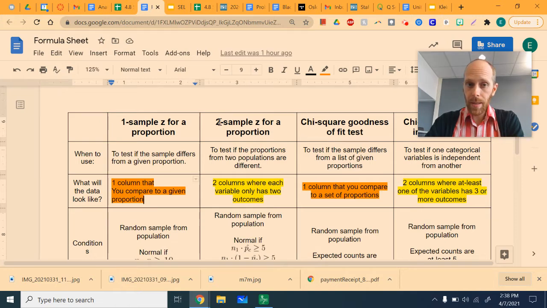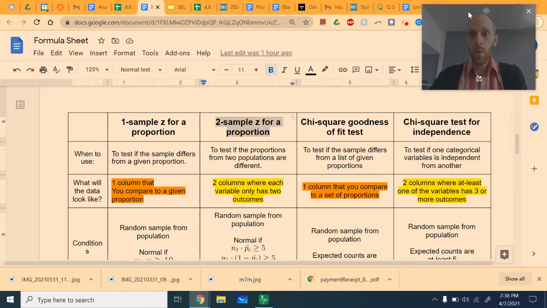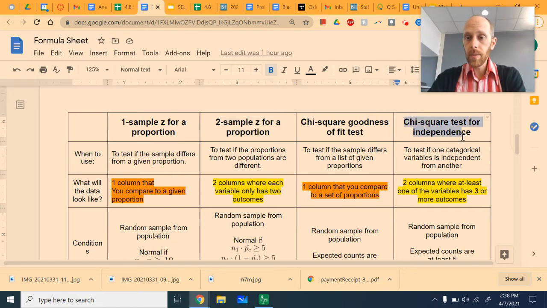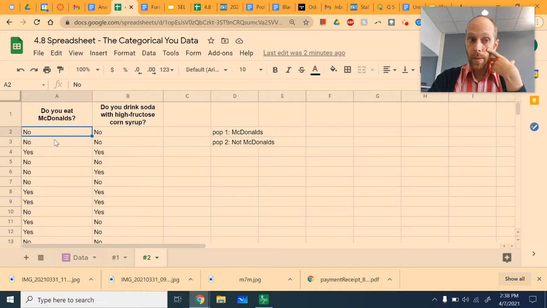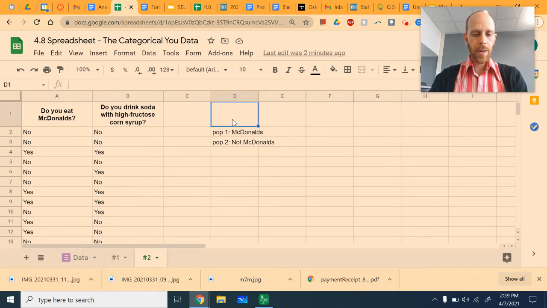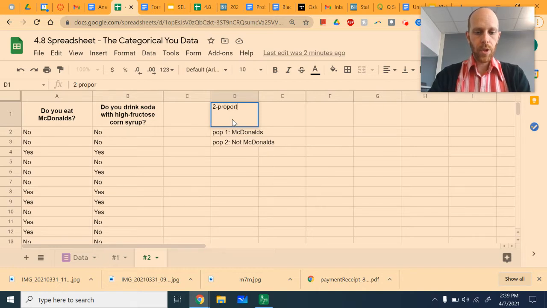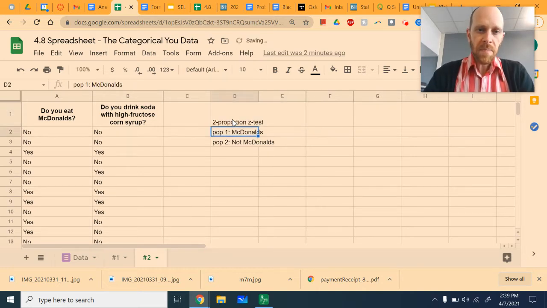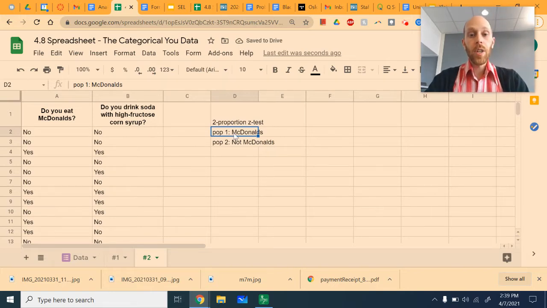If you look here, since it's 2-column data, it's either going to be one of these or it is going to be one of these. And the difference between the 2 sample proportion test and the chi-square test for independence is how many levels or categories you have for each of your variables. If you look at McDonald's, it only has 2 levels, no or yes. If you look at high fructose corn syrup, it only has 2 levels, no or yes. So since they both only have 2 levels, that means that we are going to be running a 2-proportion z-test. All right. So our population number 1 is going to be McDonald's, and our population number 2 is going to be not McDonald's.